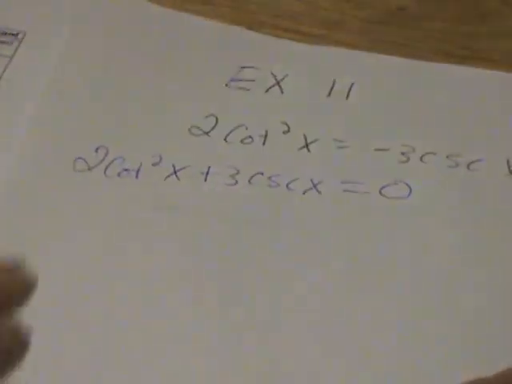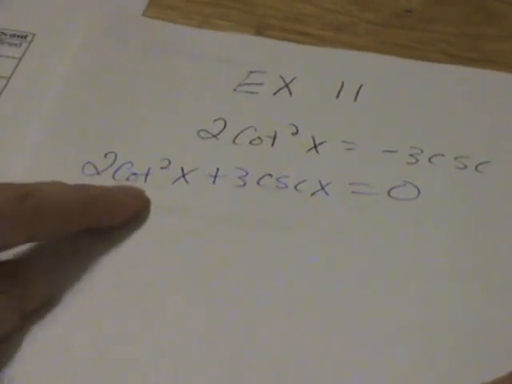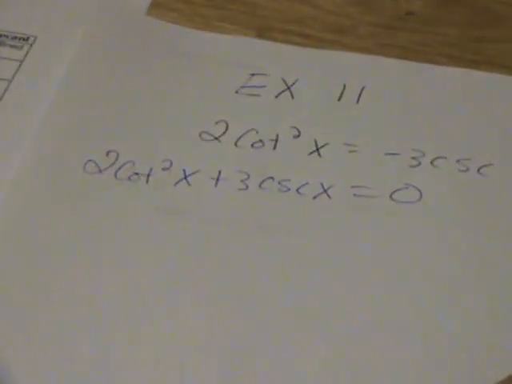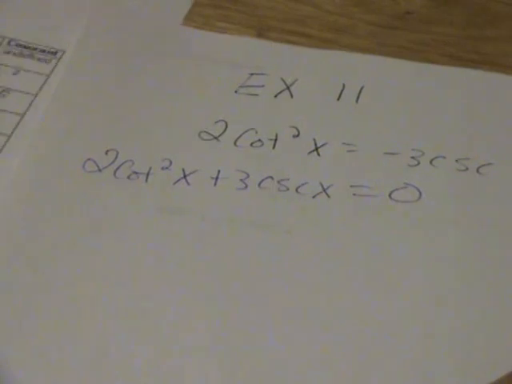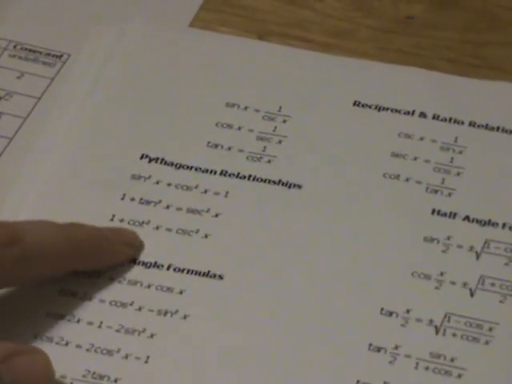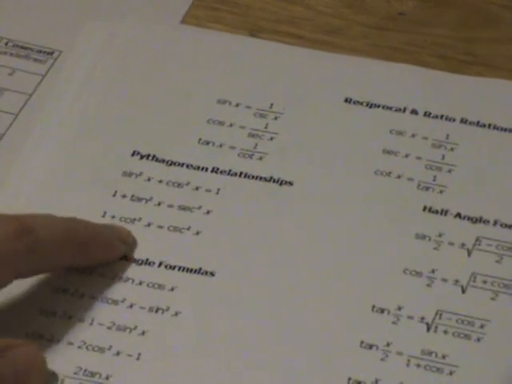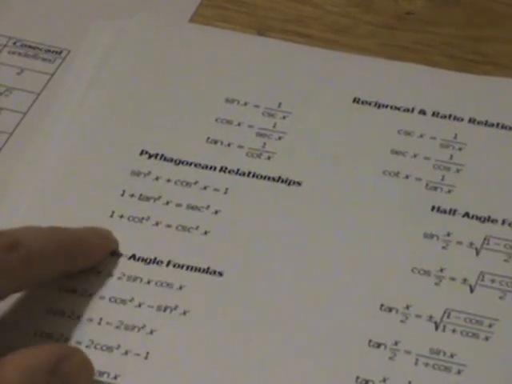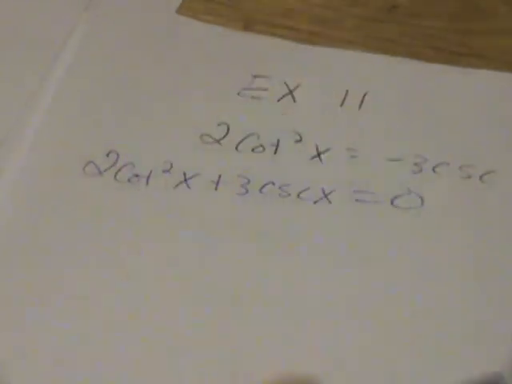So I'm looking at this. I'm like, it'd be nice if something was the same here and here so I could factor it out. That would be nice. Sure would be nice. Let's make it happen. Cotangent squared can be rewritten as cosecant squared minus 1. So, cotangent squared, which is being doubled, can be written as 2 times cosecant squared x minus 1.